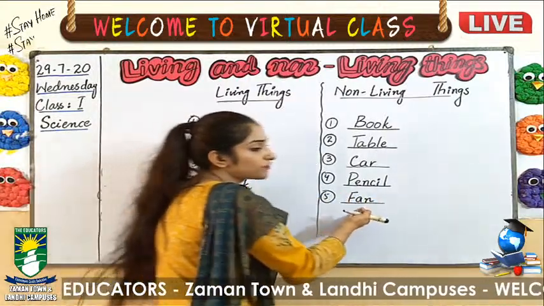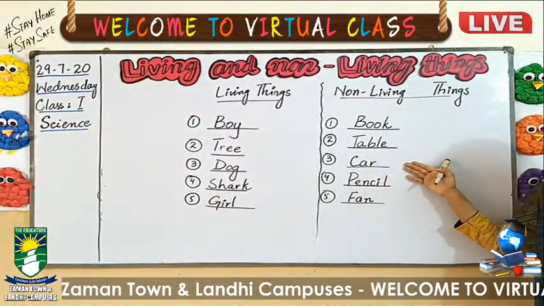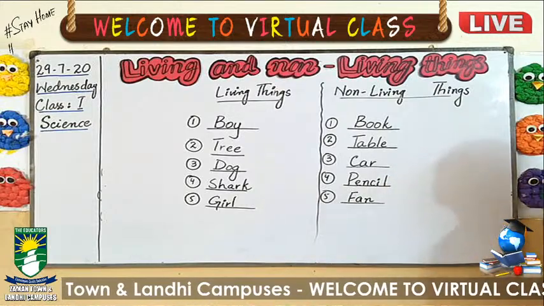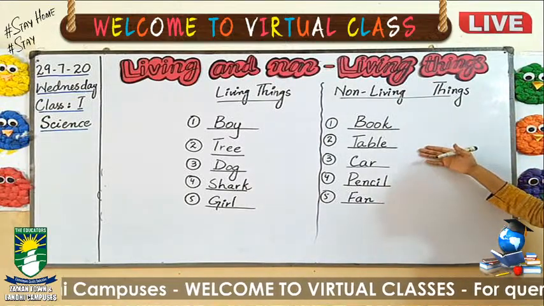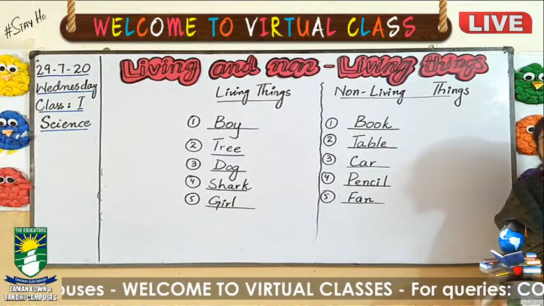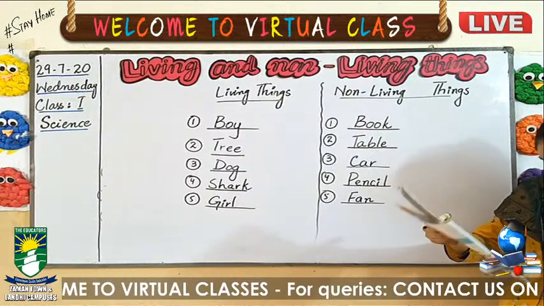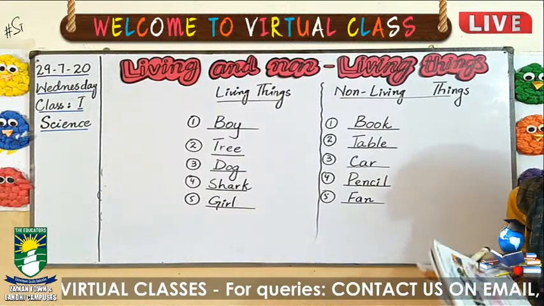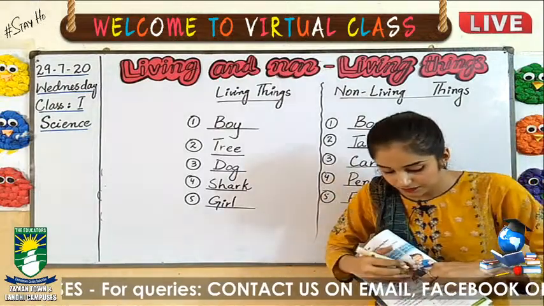A fan can move, but with the help of electricity. A car can move, but we drive a car. It cannot move by itself. So these are the names of non-living things. Do write them in your book so that we can start the next page. Okay, I hope you have completed this work. Now I'm going to erase it.